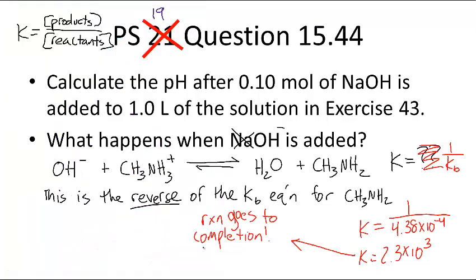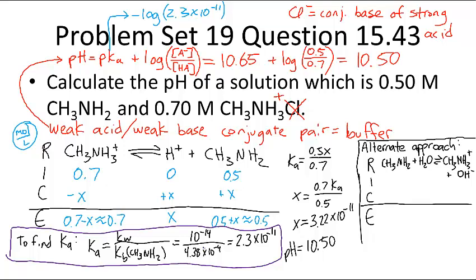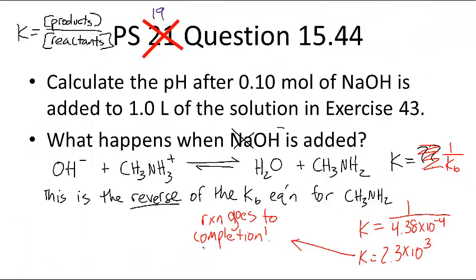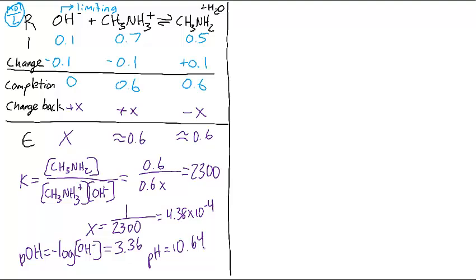All right, so I added 0.1 mole of hydroxide and the pH went from 10.5 to 10.64. Is that a huge change in pH? Not huge, no. Little change in pH.